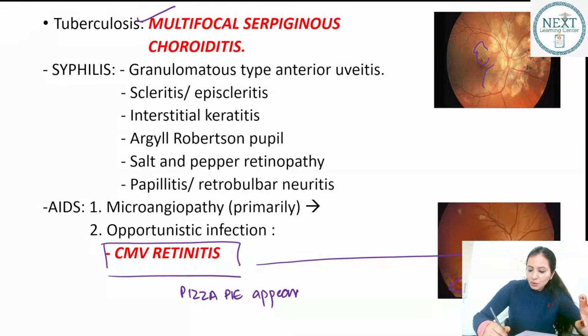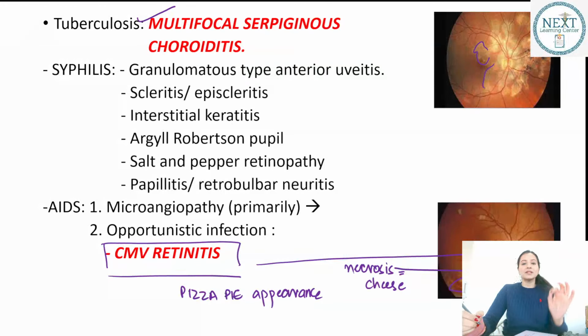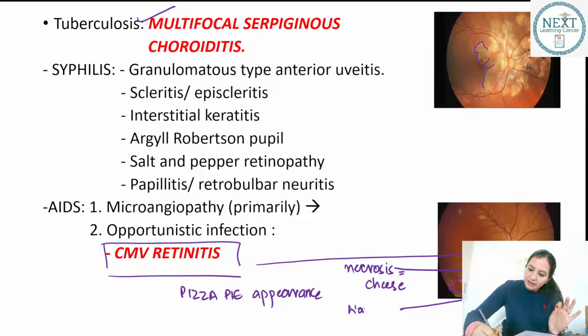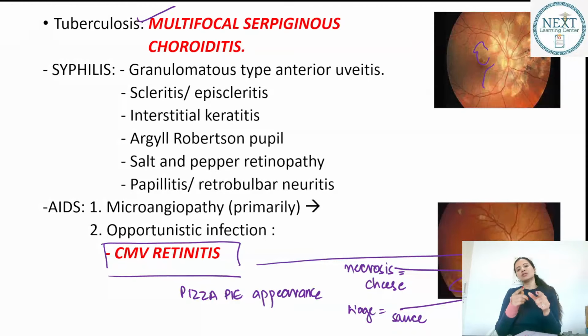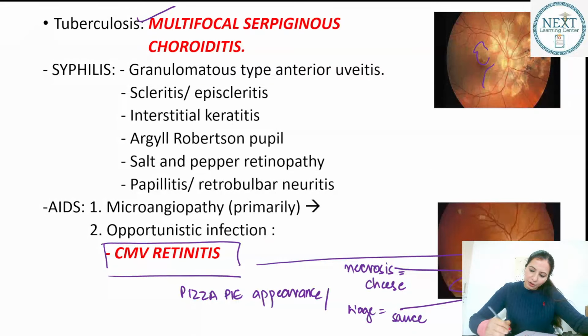So in this you have got white part, the area of necrosis, which will resemble the cheese of the pizza, and the red area is the area of hemorrhage that will resemble the sauce. So the cheese and sauce will resemble a piece of pizza, or you can also call it as sauce and cheese retinopathy.